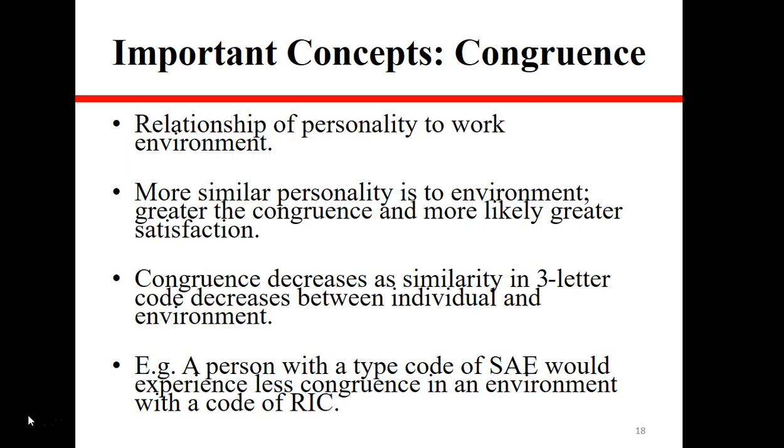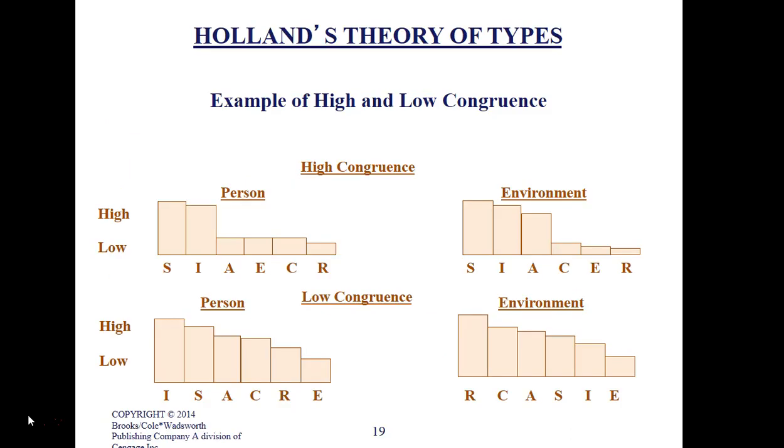So for example, a person with a type code of SAE, Social, Artistic, Enterprising, would experience less congruence in an environment with a code of RIC, Realistic, Investigative, and Conventional. So we want to consider the idea of high versus low congruence.